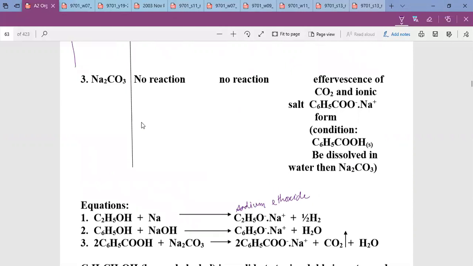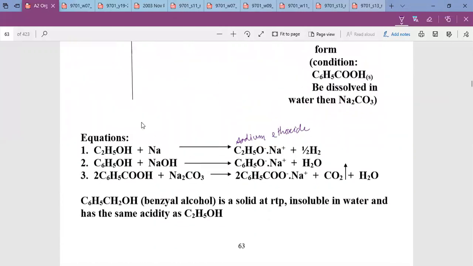Now for phenol, I didn't put it here, so let's put it here. C6H5OH plus sodium gives C6H5O-Na+, ionic, plus H2. Of course, it'll be 2 here and 2 here to balance. So this is sodium phenoxide. Same thing.